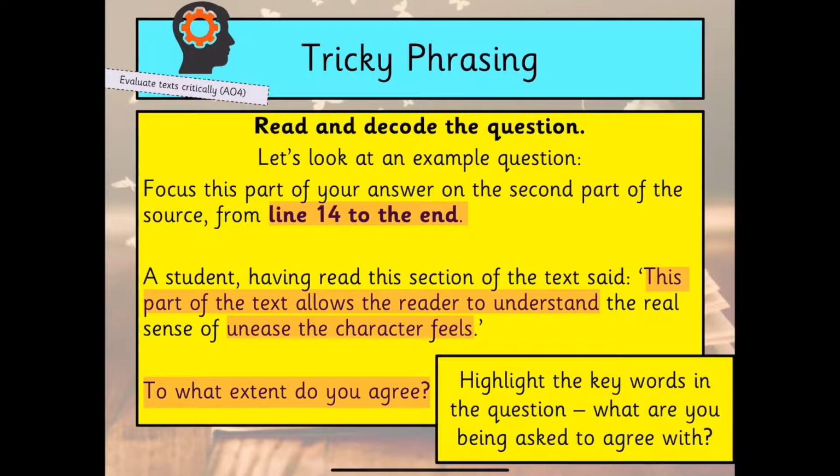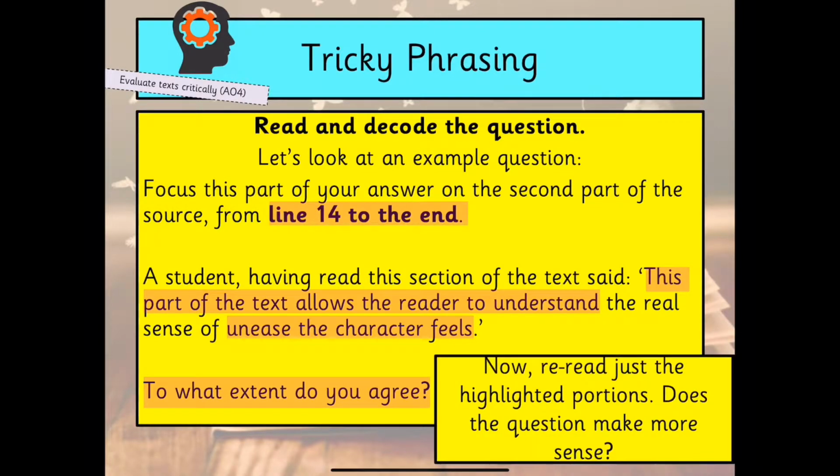You'll notice what I've done is highlighted it so that it should still make sense on its own. I'm just going to reread the highlighted portions and see if the question makes a bit more sense now. Lines 14 to the end, this part of the text allows the reader to understand the unease the character feels. To what extent do you agree? That seems a lot more manageable. That feels like something I can actually use to approach the extract again in terms of what it is I'm looking for and what I'm going to be answering in my question.